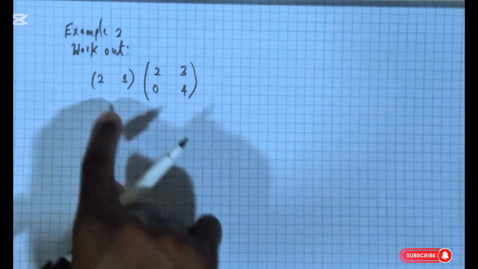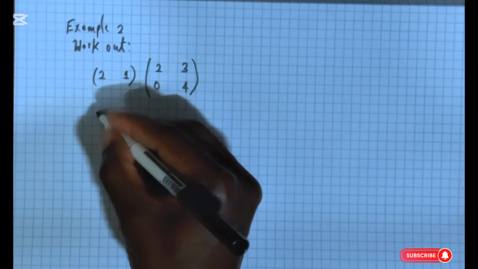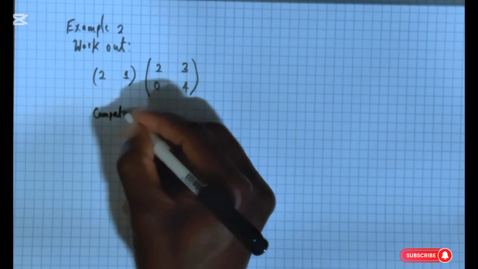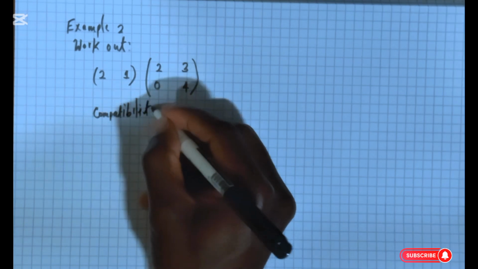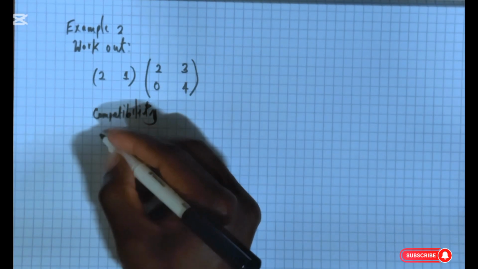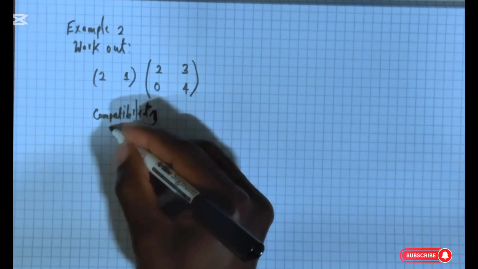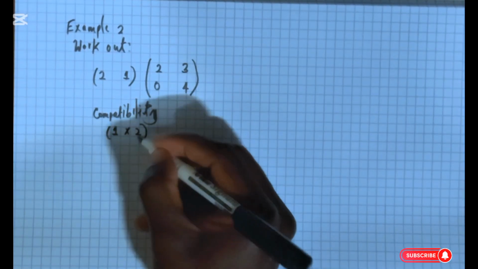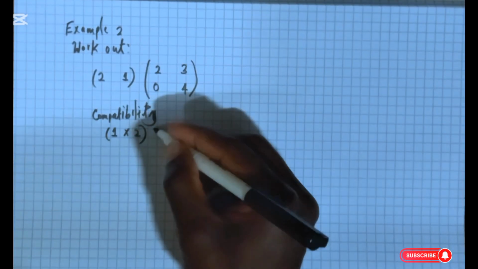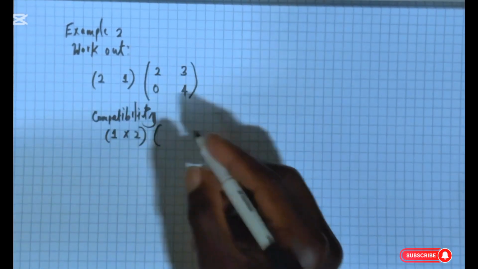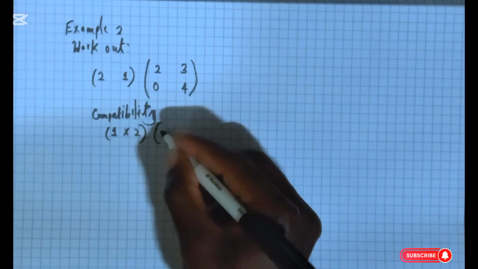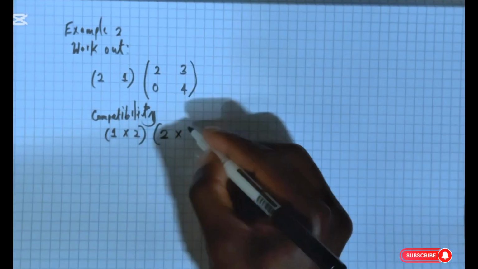For our second problem, we are going to multiply this particular matrix and see what we get. First of all, we want to check on compatibility. So we have the first matrix of order 1 by 2. It has one row and two columns. And the second matrix has how many rows? It has 2 rows, 1, 2. And how many columns? 1, 2.